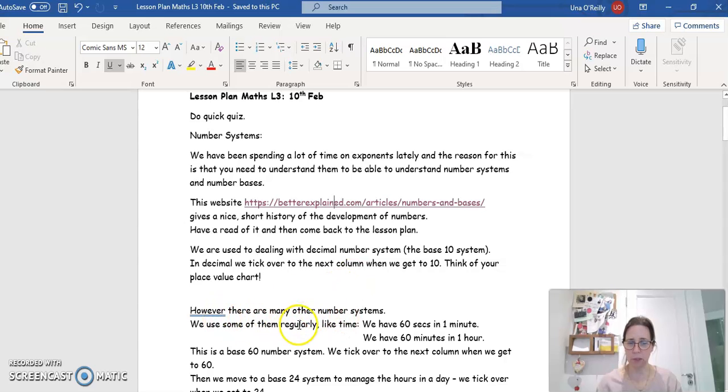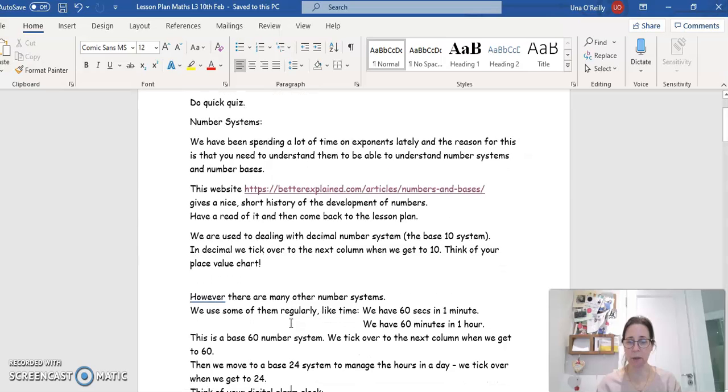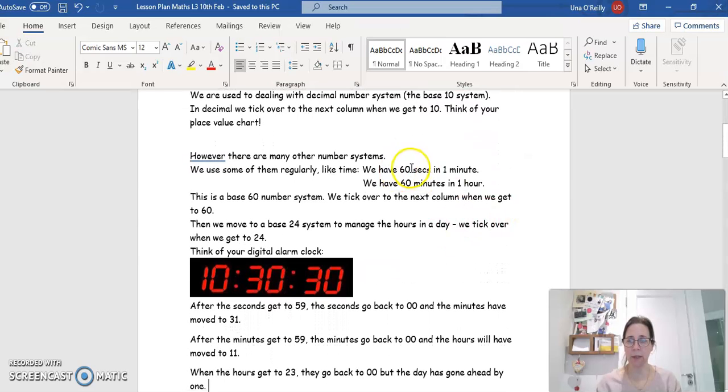But there are lots of other number systems, okay, and we actually use some of them regularly. It mentioned this one in the article that you've just read, but with time, we have 60 seconds in a minute, and we have 60 minutes in an hour, okay, so that's the base 60 number system. We start at 0, go as far as 59, and when we get to 60, we tick over from seconds to minutes or from minutes to hours. And you'll notice with probably all of our number systems, we start at 0. 0 is very important, so don't forget about it, okay?